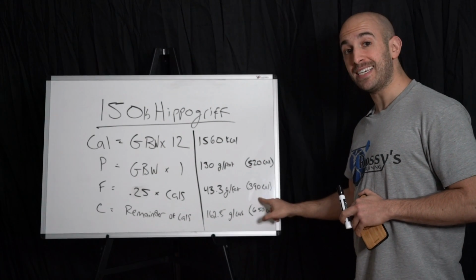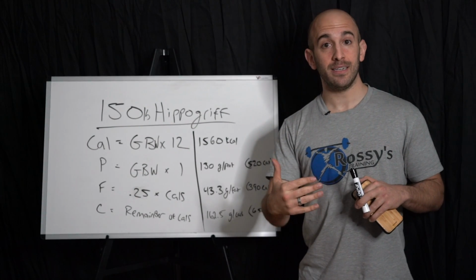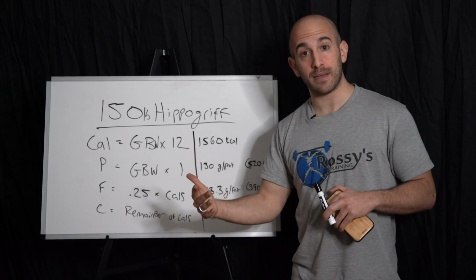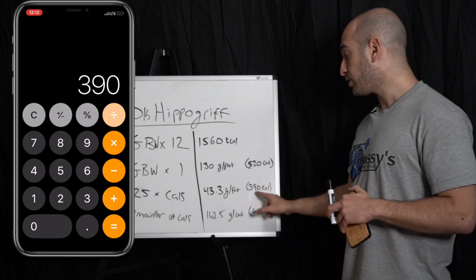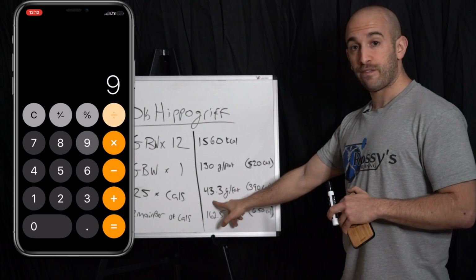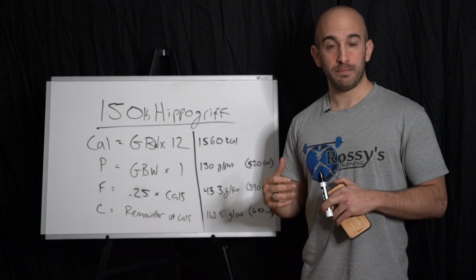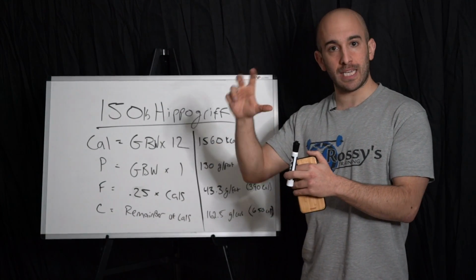From 390, you divide that by 9, because there are 9 calories per gram when you're talking about fat. Divide 390 by 9 and you get 43.3. Now, I put the exact decimal here because I wanted to be congruent and keep everything consistent.